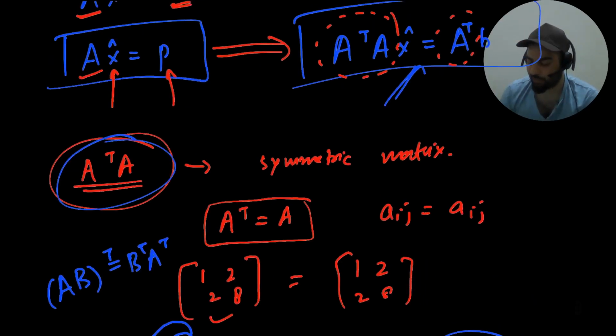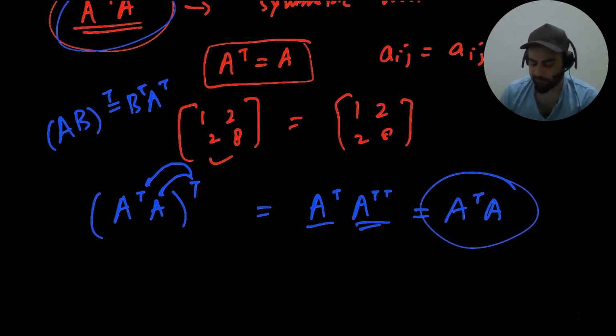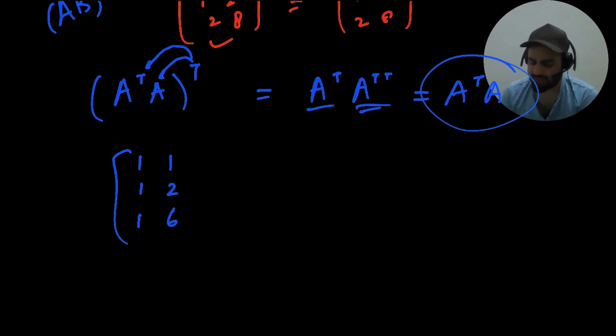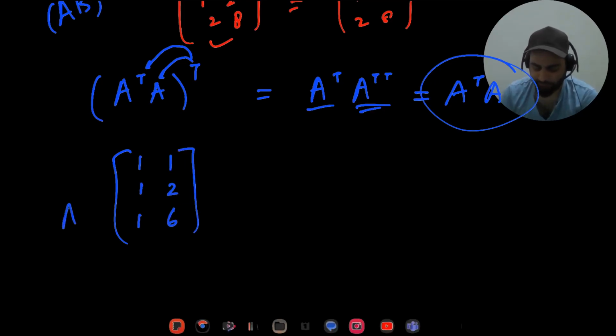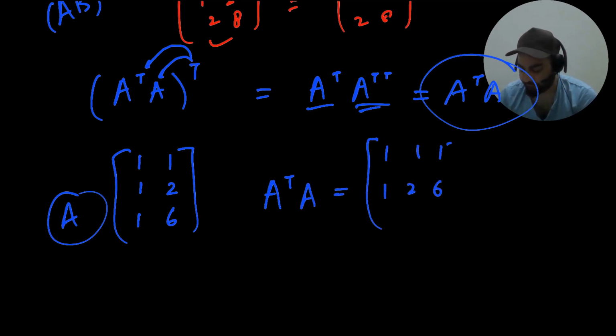Now our job is basically to get this matrix. Now we'll see how to get this matrix, but make sure that this matrix looks like this. Let's take an example, something like this: 1 1 1 and 1 2 6. Let's suppose this is our matrix A. So how to compute A transpose A? A transpose A will basically be equal to 1 1 1, 1 2 6, which is A transpose, multiplied by A, which is 1 1 1, 1 2 6.